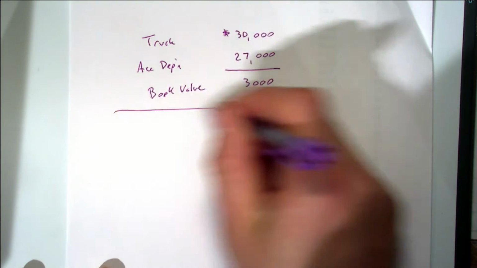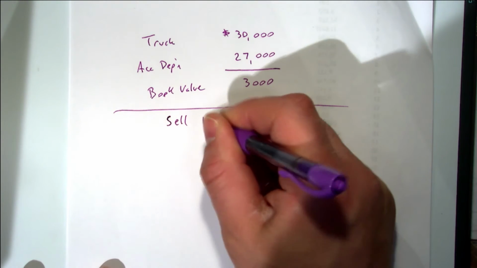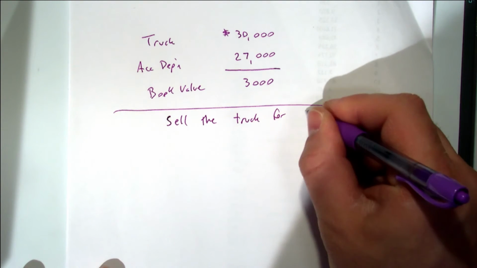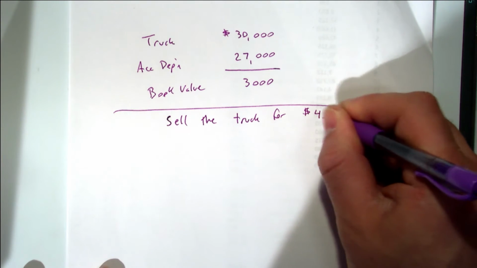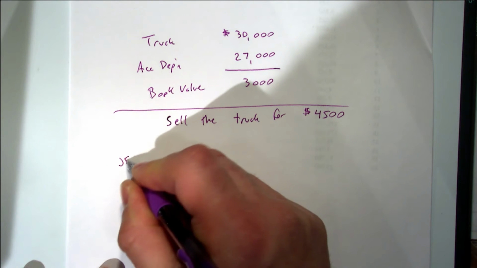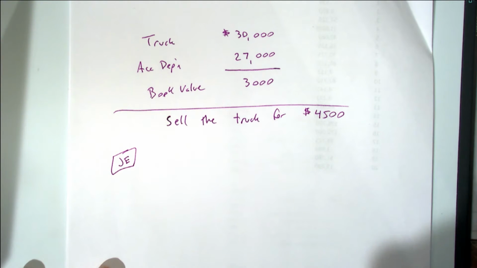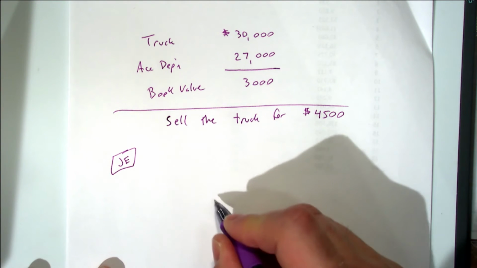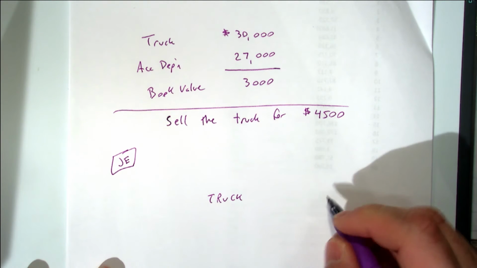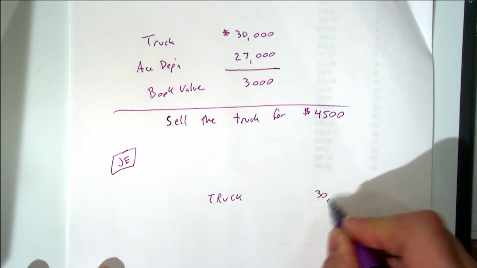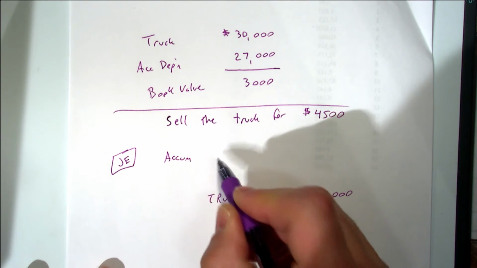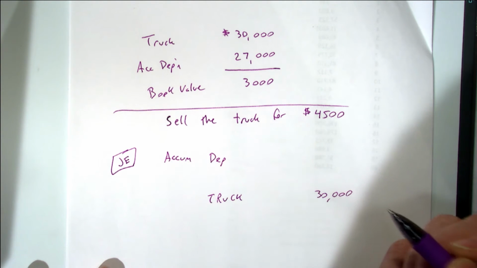Now, let's say we sell the truck for $4,500. Let's replicate the journal entry when we sell that truck. We take the truck off our books because we don't have it anymore, right? So we credit truck for $30,000. We also have to take the accumulated depreciation. Shouldn't it be $3,000?